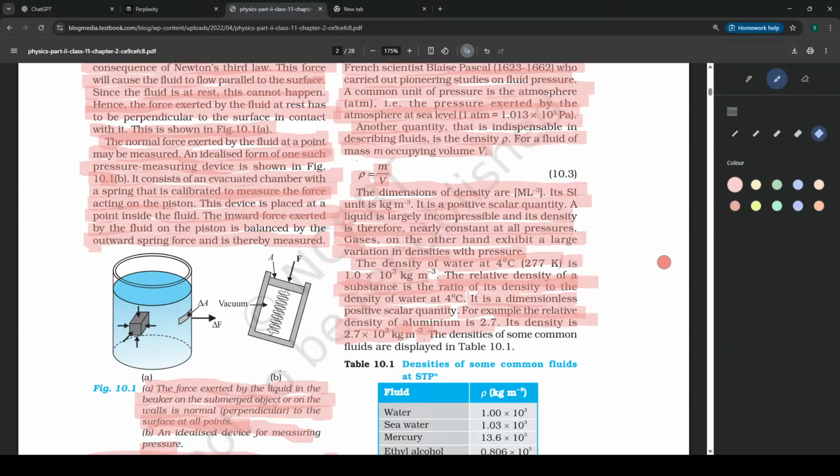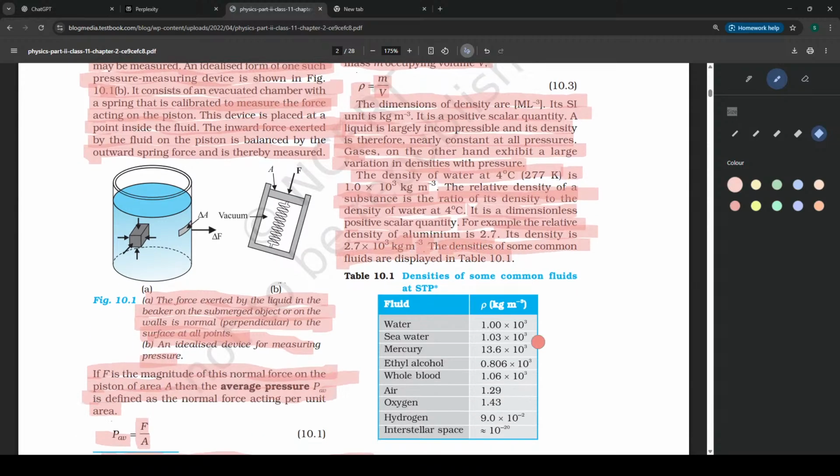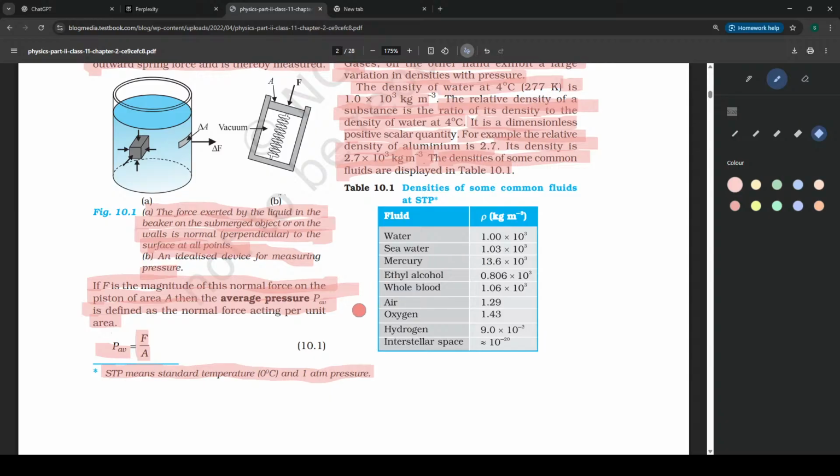And knowing the relation between density and relative density, we can find out one if the other is not given, where the constant value is the density of water, which will not change, and the relative density or the density of the substance is given, through which we can find out either the relative density or the density of the substance. The densities of some common fluids are displayed in table 10.1, where water has a density of 10 power 3 and seawater.